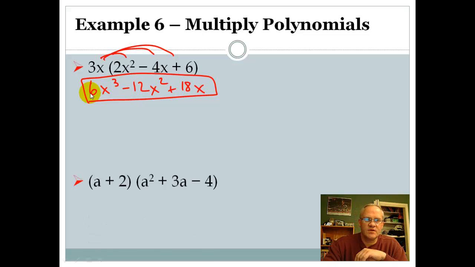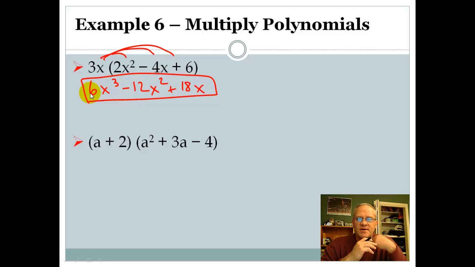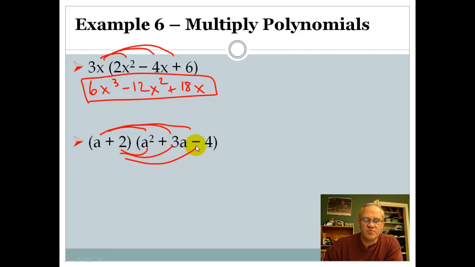Okay? And then the last one, we are multiplying a polynomial by a polynomial, in this case a binomial by a trinomial. And so all this means is I just have to make sure I take this a and multiply it times all 3 of those, and I have to take this 2 and multiply it times all of those. All right, so let's start with the a here. A times a squared, a to the third. A times 3a is 3a squared, and a times negative 4 is minus 4a. All right, I just distributed the a.